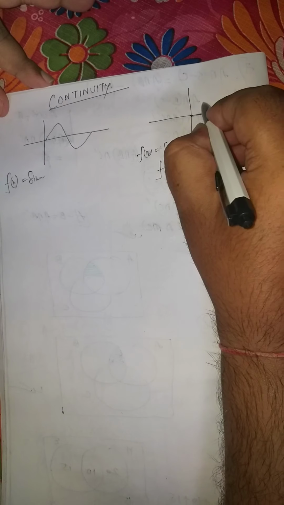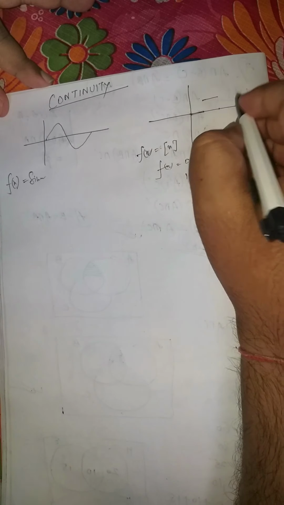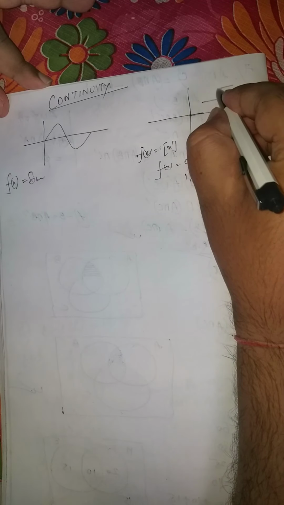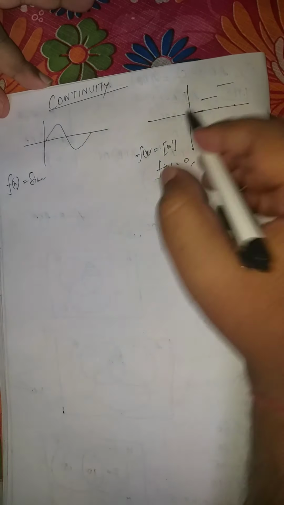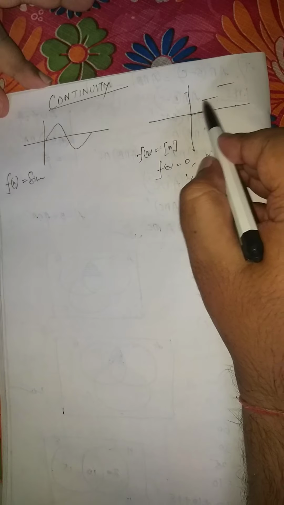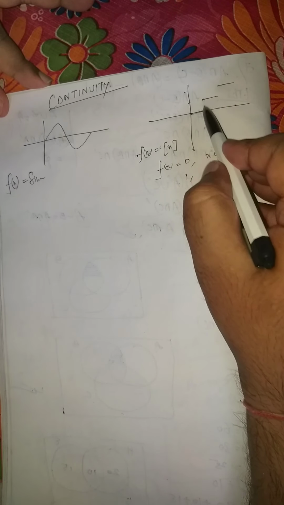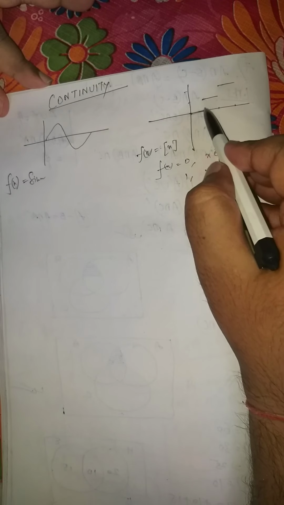So if you plot this graph, it will look like this. Then from 1 to 2, it will look like this, and then 2 to 3, it will look like this. Again 1, 2. So here see the graph. This graph is not continuous, it is discontinuous. At this point, the graph has the breaking point.